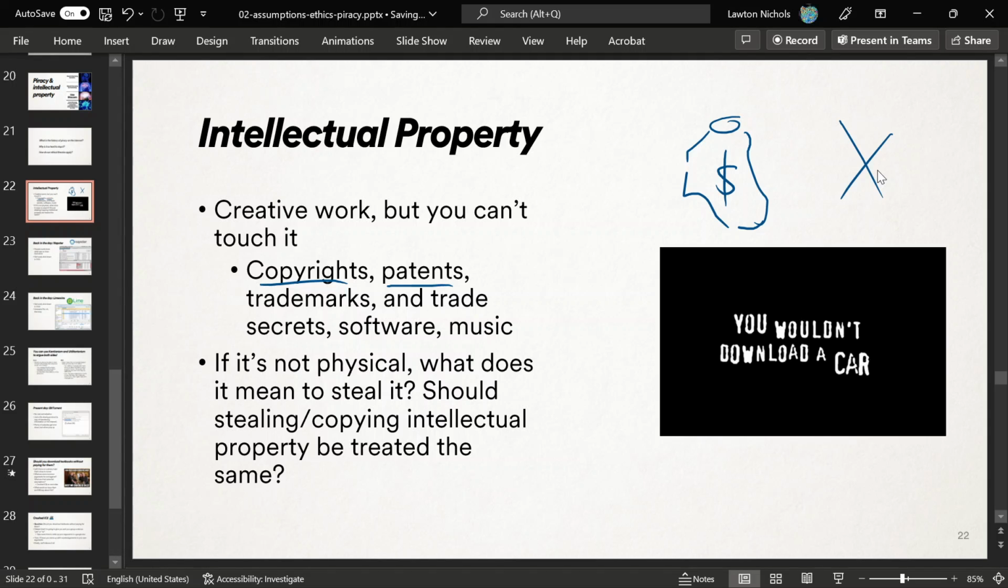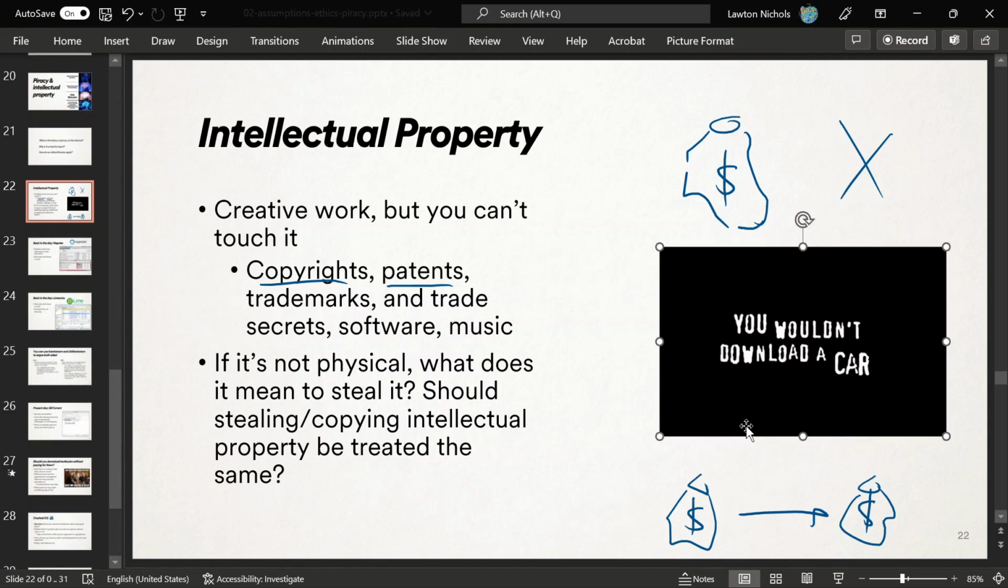But if you download something off the internet, you're just copying it from somebody else. That's the equivalent of taking a bag of money and making a second bag of money. Do we see the difference? It's not the same as stealing in real life. And maybe it should be treated a little bit differently. Maybe we shouldn't call it stealing even. Food for thought. And then the joke back in the day was you wouldn't download a car, and the joke answer was I would if I could.